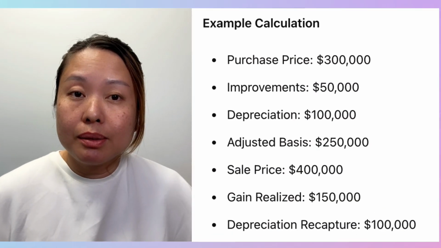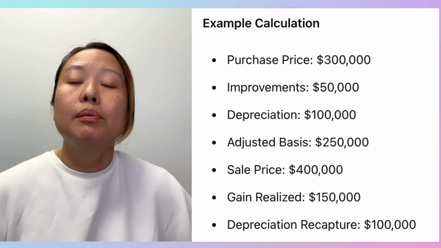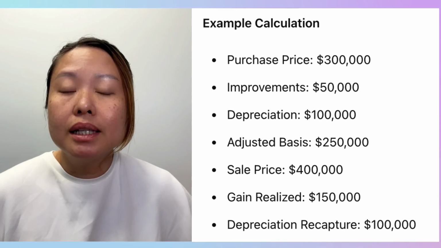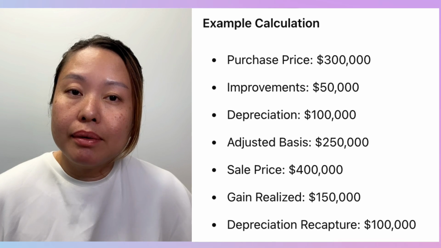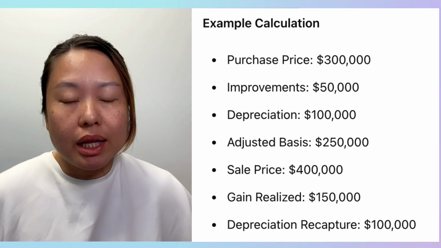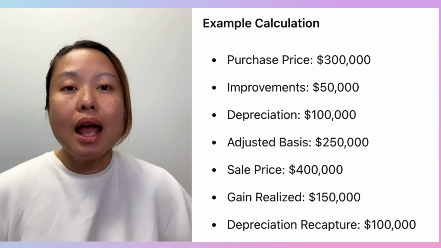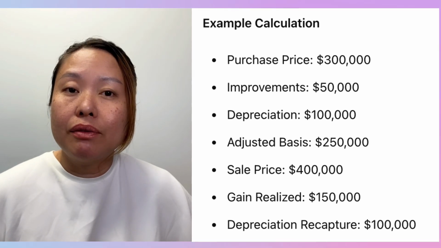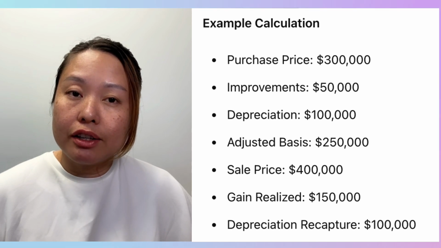So let's look at an example. We have the original purchase price of $300,000. Capital improvement is $50K. Accumulated depreciation, assuming, is $100K. So our adjusted basis is going to be the 300K purchase price plus the 50K improvements minus the 100K depreciation. So that 250K is our adjusted basis. Let's say we assume our sale price is 400K. So the gain realized is the 400K sale price minus the 250K adjusted basis, which is 150K.